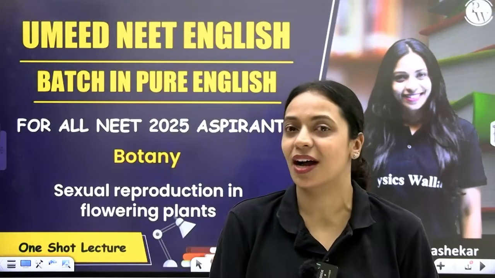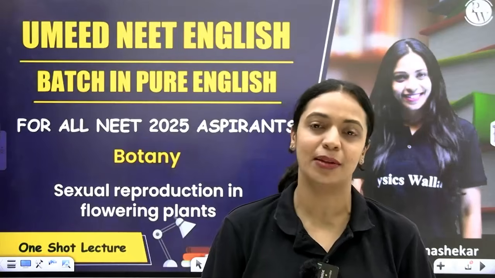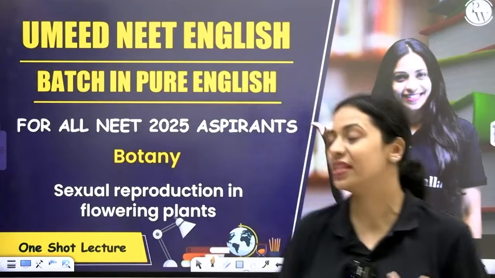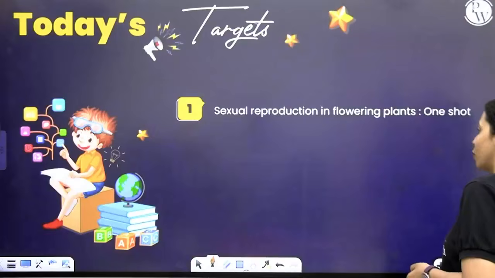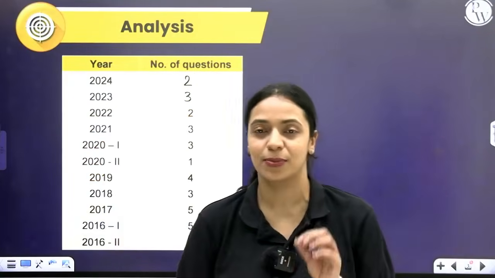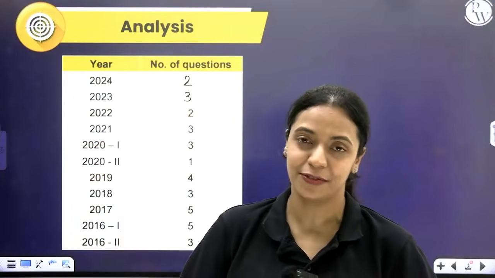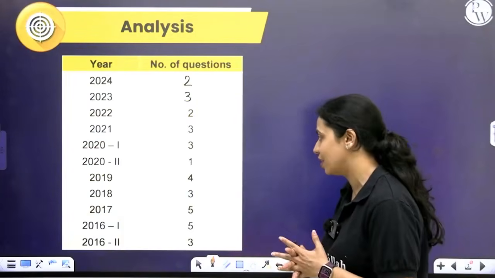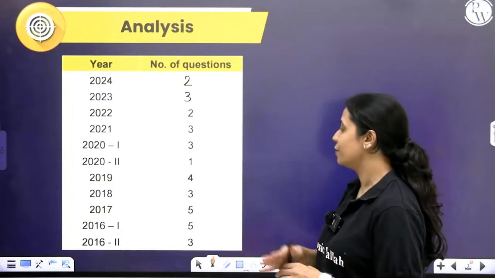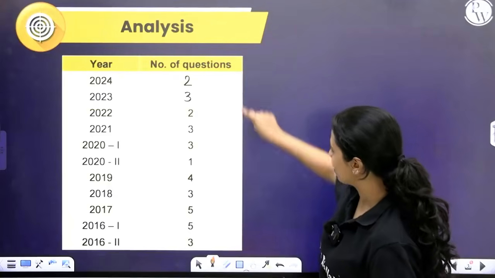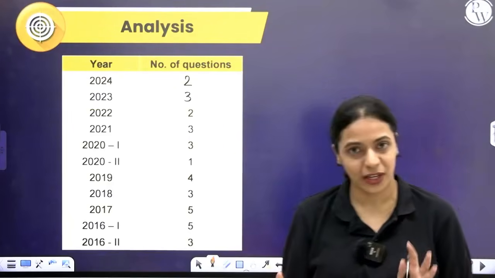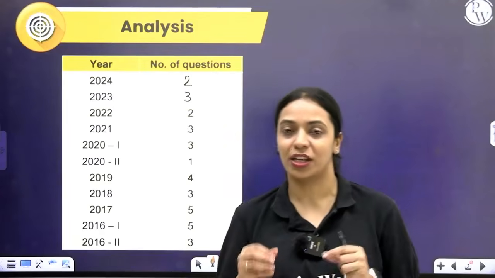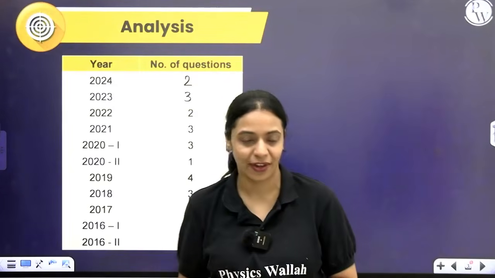Today we're going to start with the 12th grade syllabus, the first chapter, sexual reproduction in flowering plants. Before we start off with the concepts, I'll give you an overview of how many questions you can expect from this chapter in NEET 2025. As you can see, over the last few years, the numbers have varied between 1 and 5. Over the last few years especially, it has been roughly around 2 to 3. So that's around how many questions you can expect from this chapter in NEET 2025 as well.